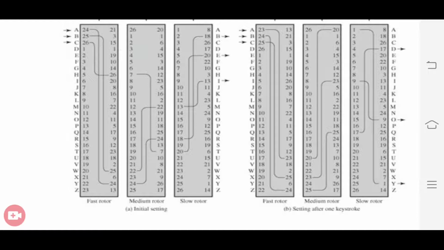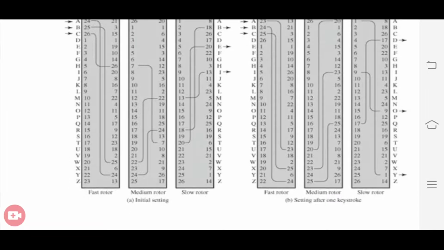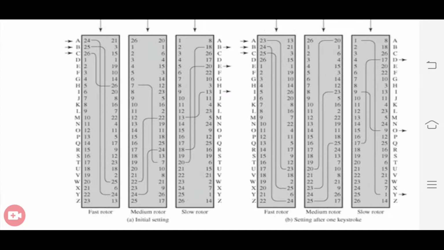So if we are pressing capital A in the first rotor, with a 3-cylinder mechanism, it will produce B as output. Clear? We are using a 3-cylinder mechanism. First figure, figure A, initial setting. So we are using a 3-cylinder mechanism.